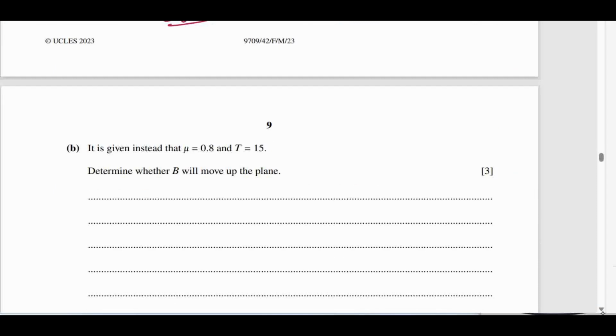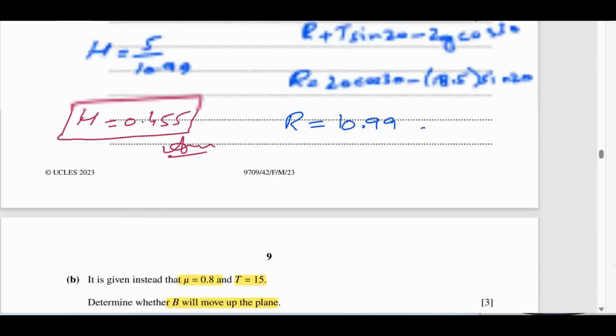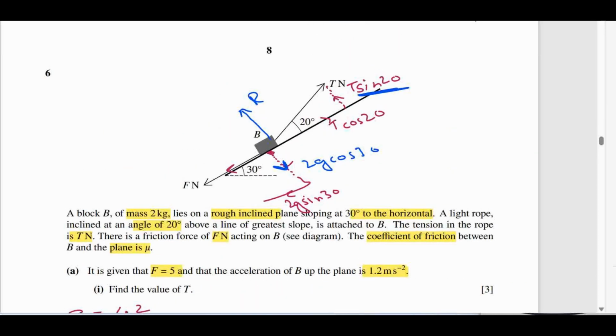Let's move on to the next part. It is given instead that mu is equals to 0.8 and T is equals to 15. Determine whether B will move upward up the plane. Now, what we have to do is, let's see the upward forces. So upward forces aapke paas kya hai? That is T cos 20. This is the upward force.